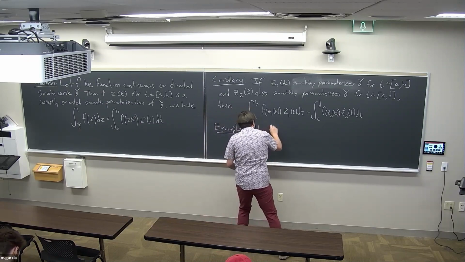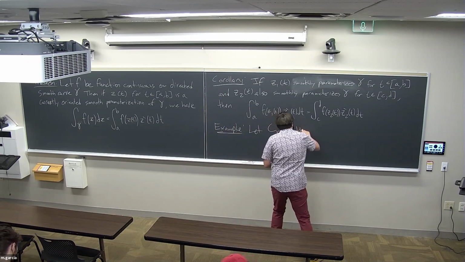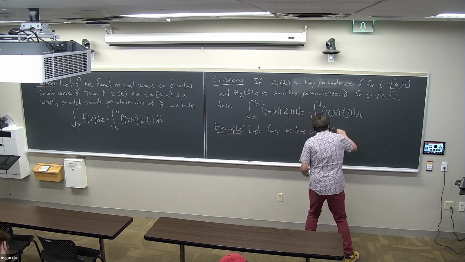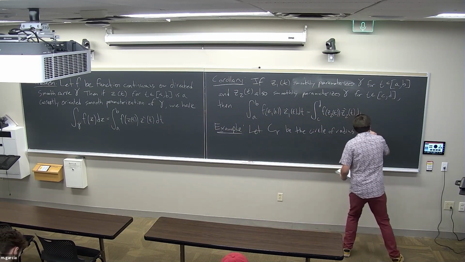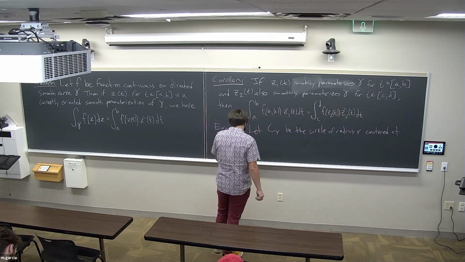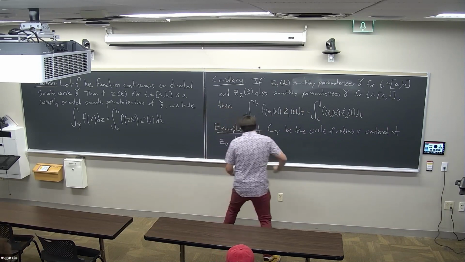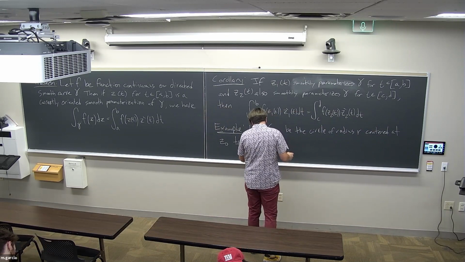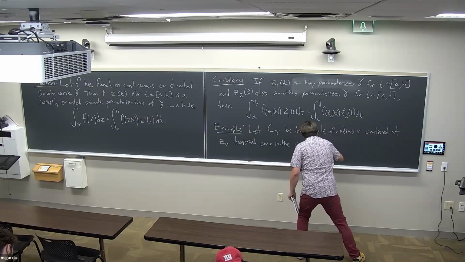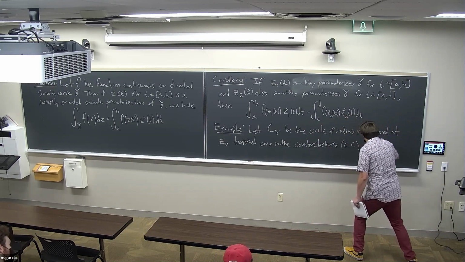So let C sub R, sorry, be the circle of radius R centered at Z naught, traversed once in the counterclockwise direction, which I'll commonly abbreviate as just CC.